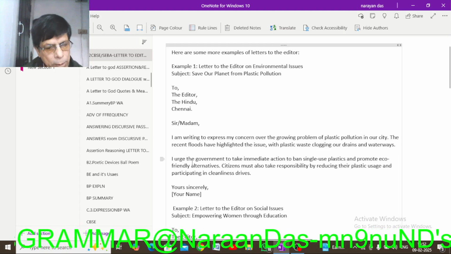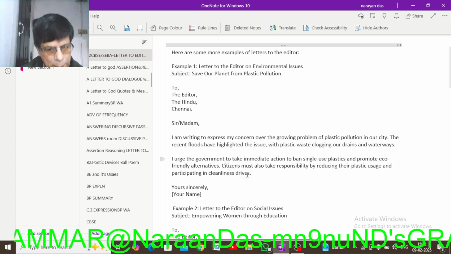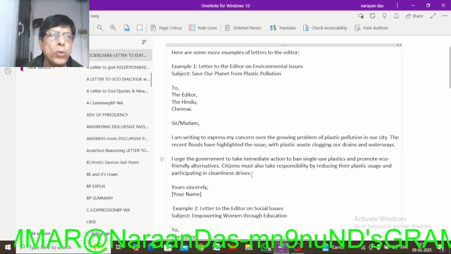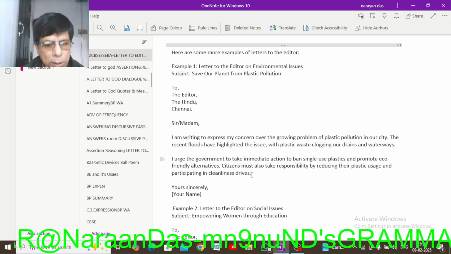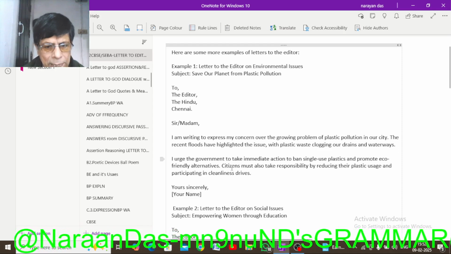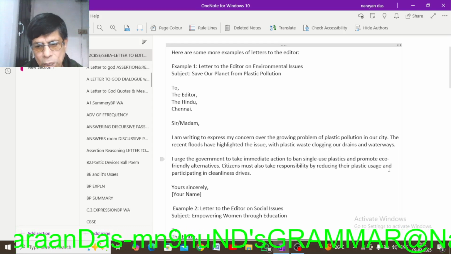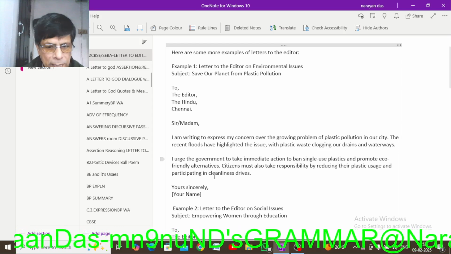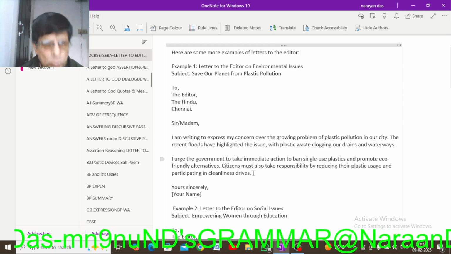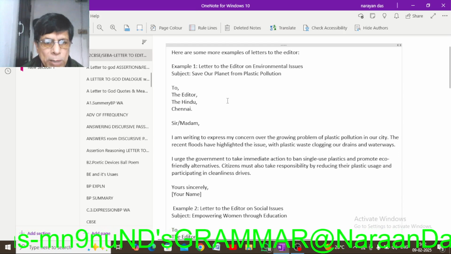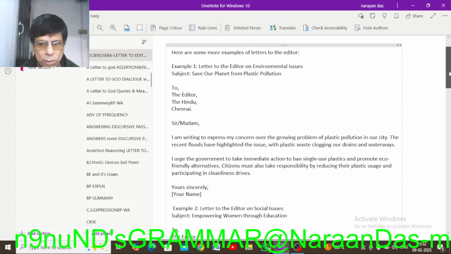Then you discuss the issue, what the problem is and what problems it creates. Then you also write a few lines on some suggestions to solve the problem. Here it is indicated, citizens must also take responsibility by reducing their plastic usage and participating in cleanliness drives. So this is your advice or suggestion for this problem. So this is a letter to the editor in a very short, easiest form.